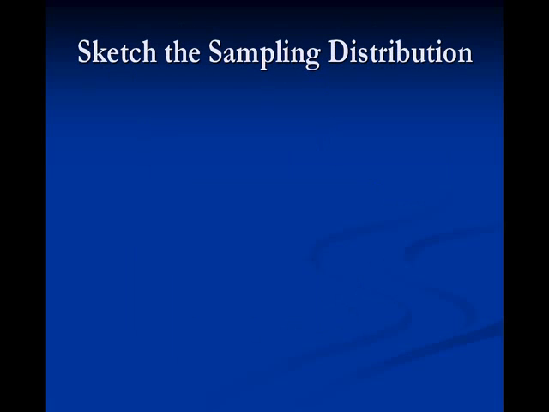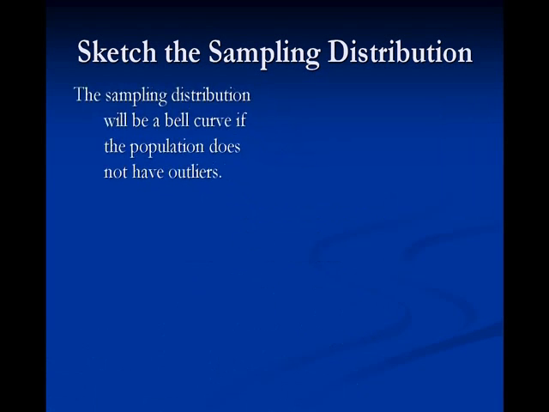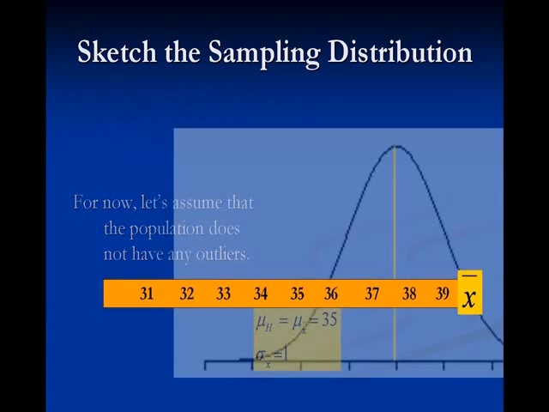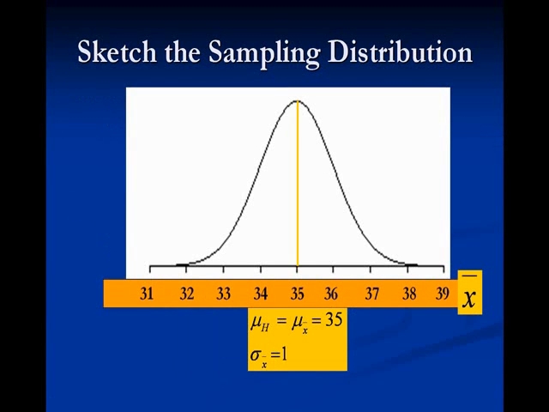So now we'll sketch that sampling distribution. With our sample size of 25, that's going to be a bell curve as long as we don't have any outliers in the population. So we have a bell curve with a hypothesized mean of 35, a standard error of 1. Make sure you note that the random variable is the sample mean, which we know is a bell curve due to the central limit theorem.